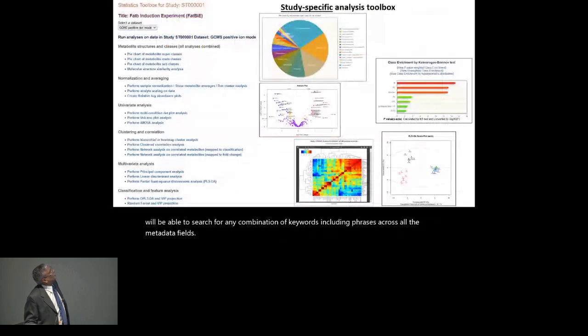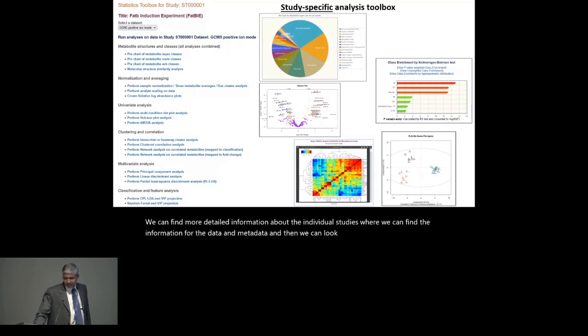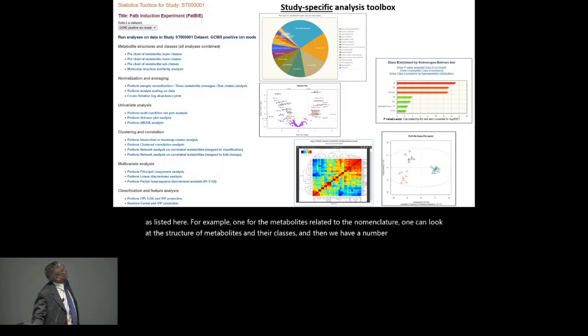We can find more detailed information about the individual studies, where we can find the information for the data and metadata. And then we can look at a number of statistical tools as listed here. For example, one for the metabolites related to the nomenclature, one can look at the structure of metabolites and their classes. And then we have a number of tools for univariate and multivariate analysis, such as correlation and clustering, classification, etc.